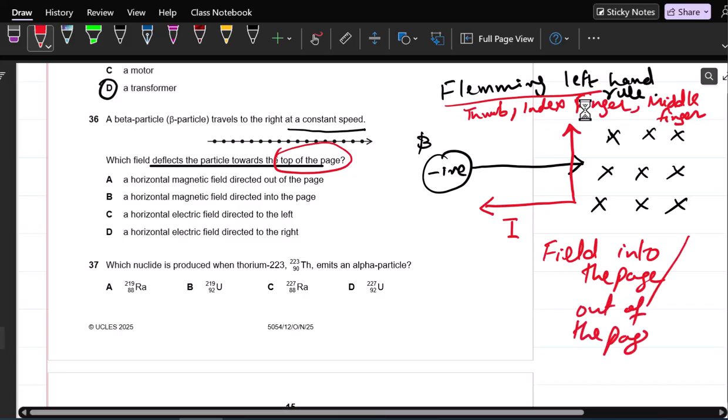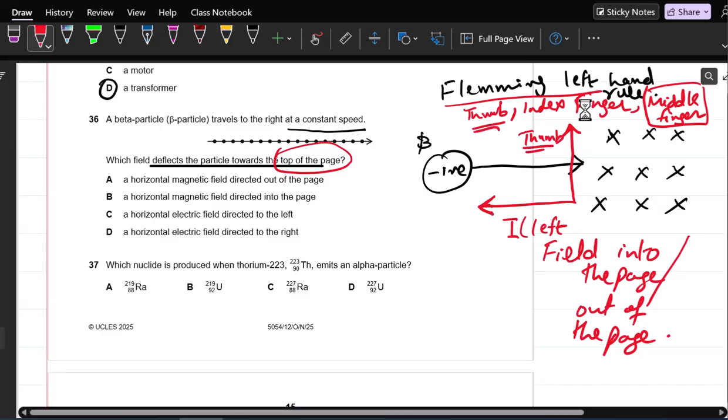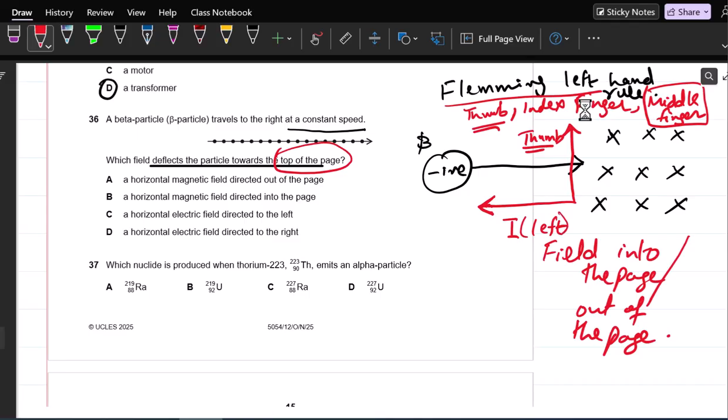So dear students, you have to follow this: current is going to be represented by the middle finger. Your middle finger, your second finger, should be towards the left side. Thumb should be upwards because thumb represents force. So you have to arrange this in such a way that current, middle finger, should be left, thumb should be upwards.